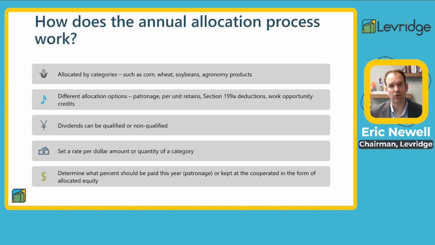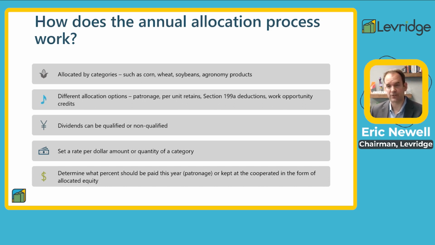So how do cooperatives go about allocating equity and patronage on an annual basis? What they typically do is allocate an amount based on the members' activity in particular categories. So an agricultural co-op, for example, it might be an allocation based on the amount of corn that they sold back to the cooperative. It might be 2 cents for every bushel of corn.